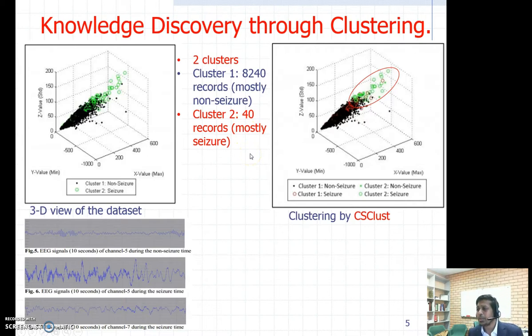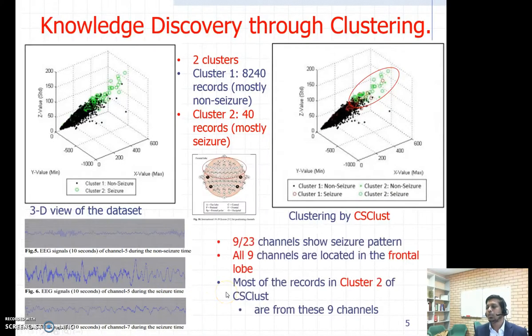Now one thing we miss here is that we found that there are 115 Caesar records, but how come this cluster is getting only 40? What we then explored from these clustering results, we investigated the data set a little bit more, and we found that although there is a 40-second Caesar window, not all electrodes were actually experiencing Caesar type signal during that 40 seconds. For example, you can see that channel 7 during Caesar time, this is their signal, and this signal is more similar to a non-Caesar time signal compared to a Caesar time signal.